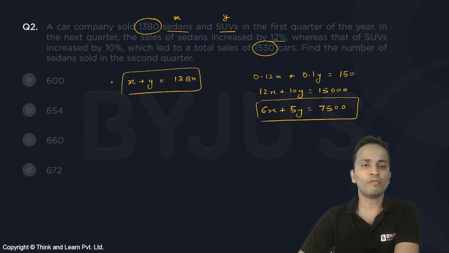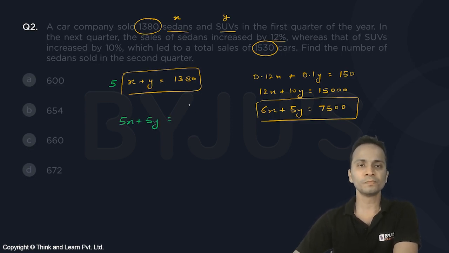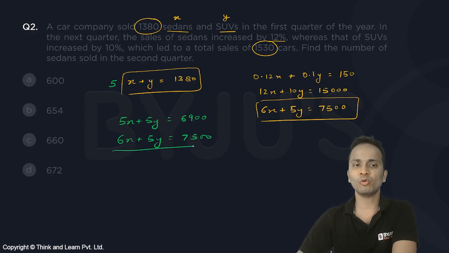Okay, so to eliminate Y, I'll multiply the first equation by 5, so it will become 5X plus 5Y is equal to 6900, and the second equation was 6X plus 5Y is equal to 7500. Now doing the subtraction, I'll get the value of X as 600.